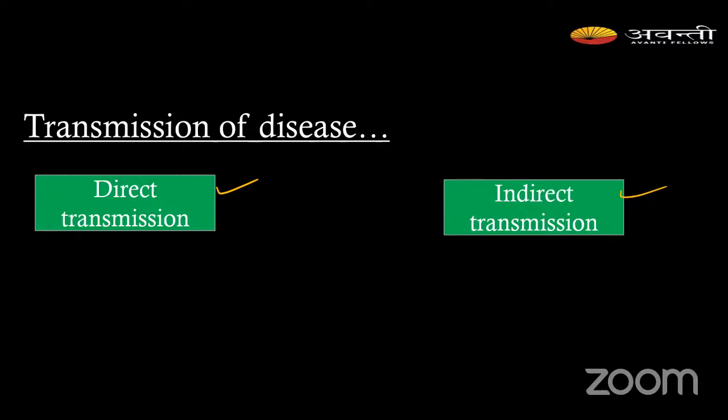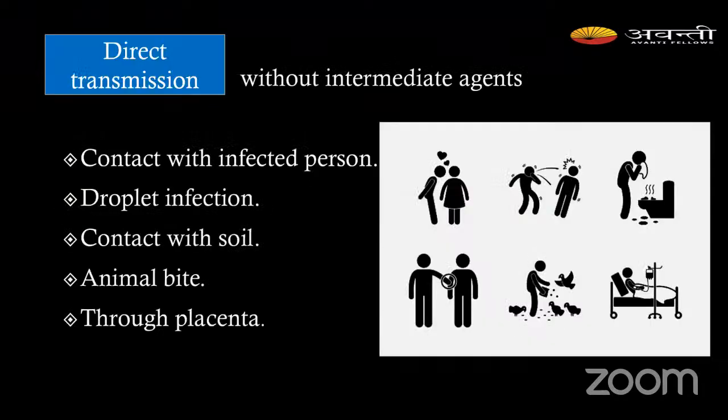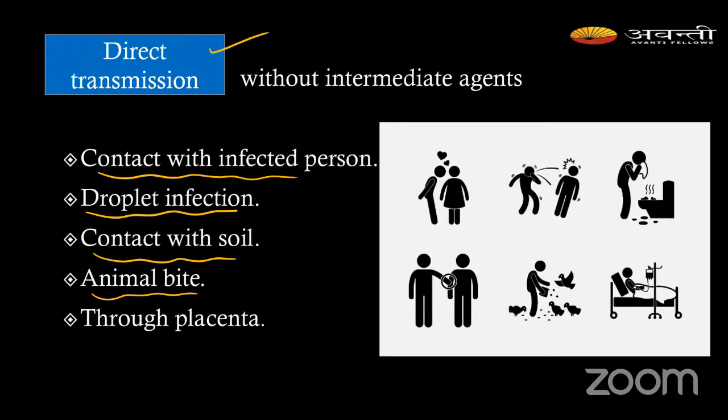So all these things we will call the indirect transmission. Okay, fine. Coming to the direct transmission, we are given contact with the infected person, droplet infection, contact with the soil, animal bite, and through the placenta. You have to remember all of this. These are all direct transmission, without an intermediate. The intermediate is not required here.